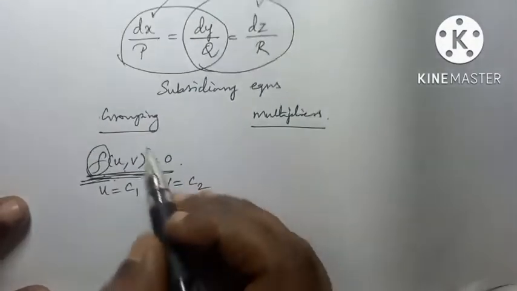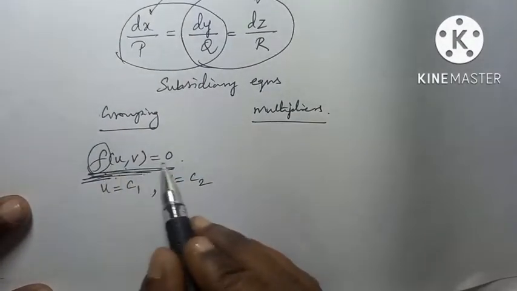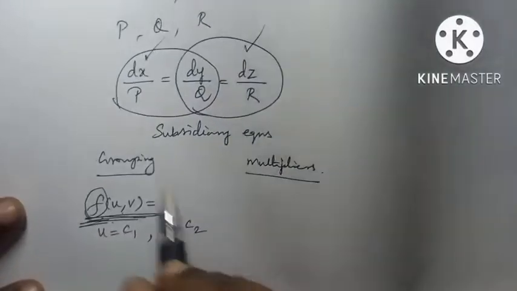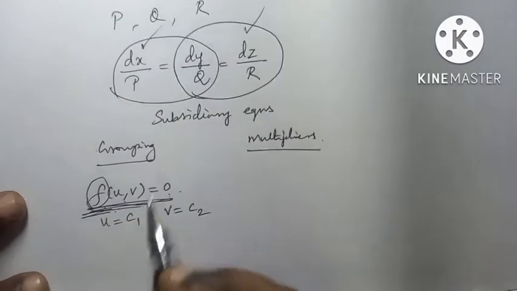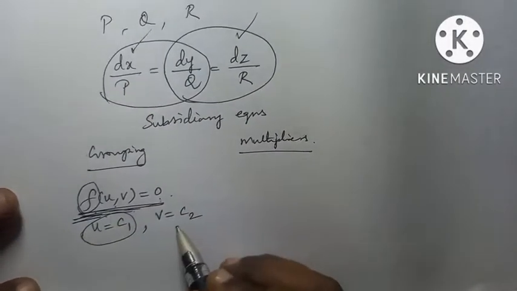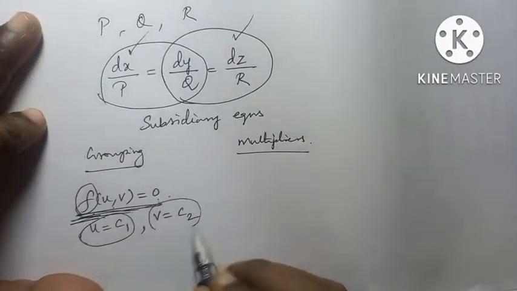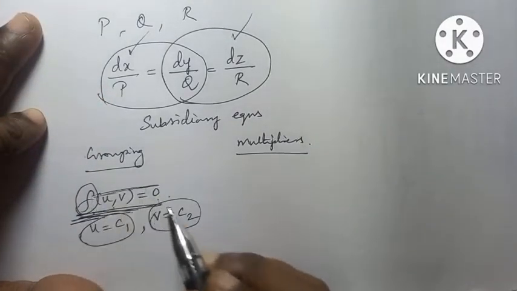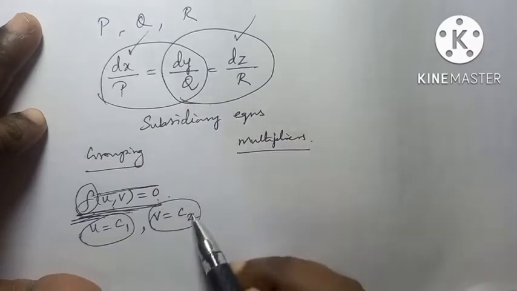So by the grouping method we can get the solution f of u comma v equal to 0. You can group any two ratios, integrate, find the first answer u is equal to c1, and the second answer v is equal to c2, so f of u comma v equal to 0. Group any two ratios, get the second answer.